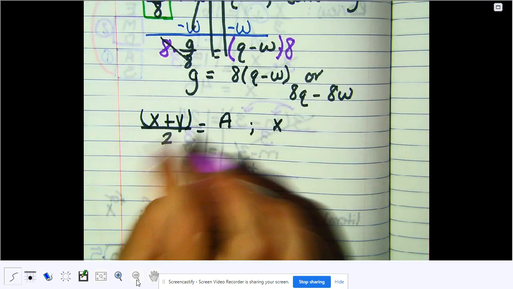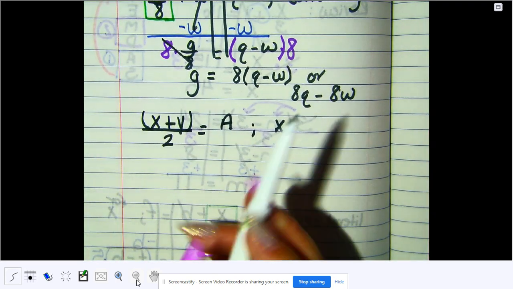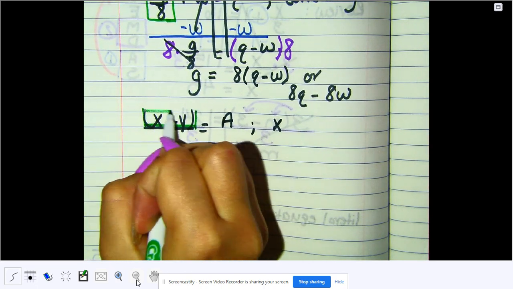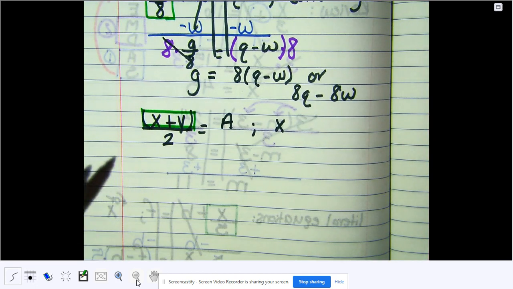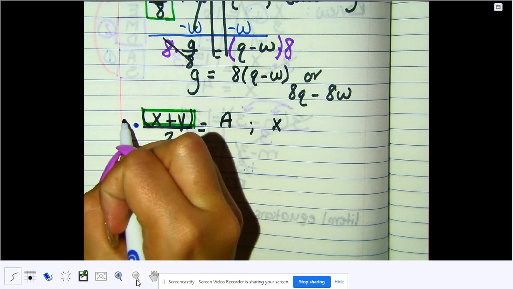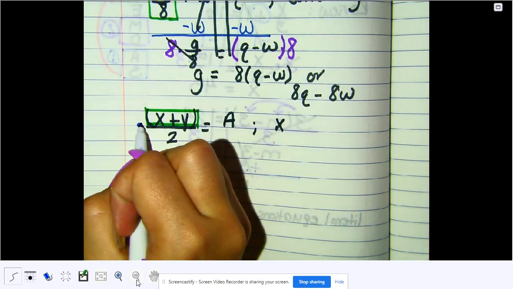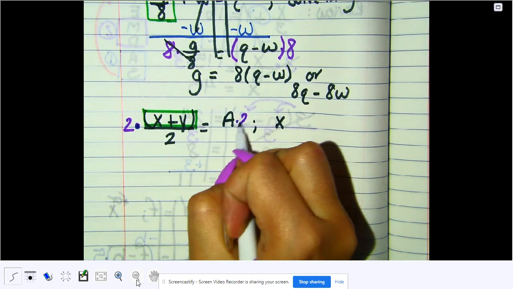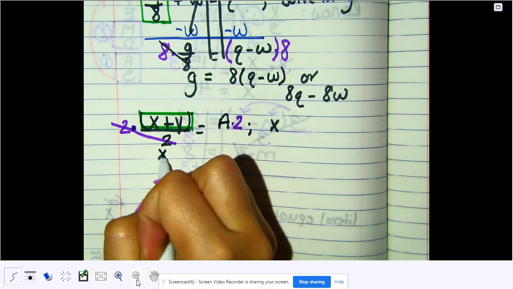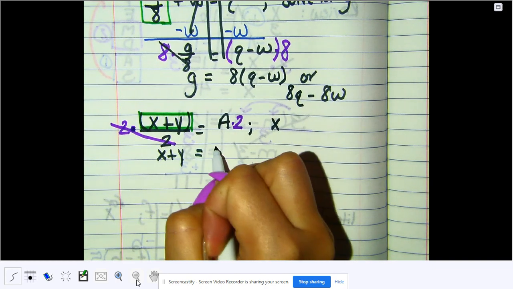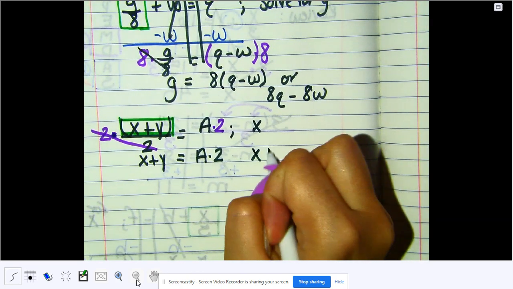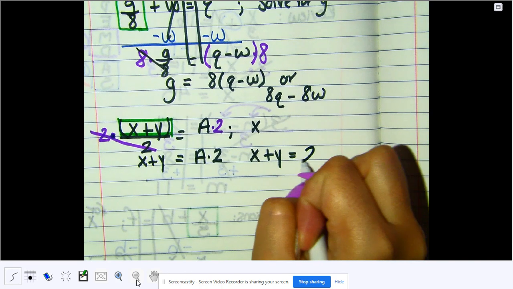So we can't pull away from this package just yet on the top, because the whole piece is, again, being divided by 2. X plus Y is being divided by 2. So we need to go ahead and undo division first. So we're going to be multiplying by 2 on both sides. Multiplying by 2, 2 divided by 2 does cancel. So we have X plus Y left equals A times 2. Okay, so I'm going to write that as X plus Y is equal to 2A.